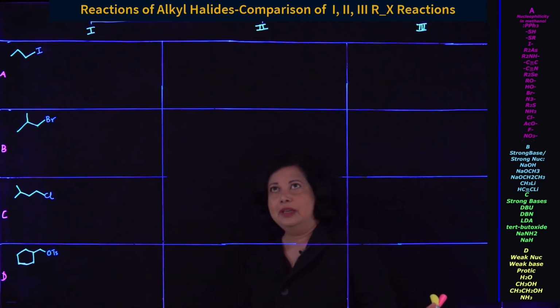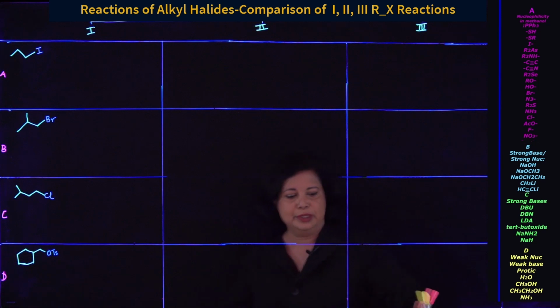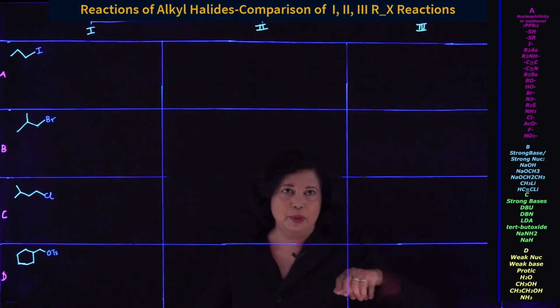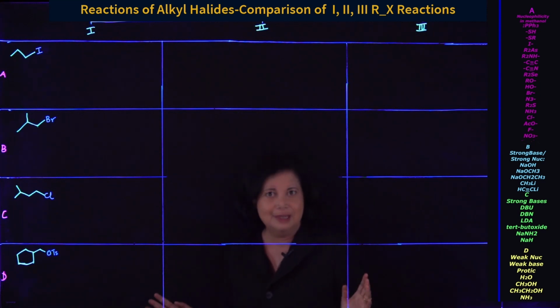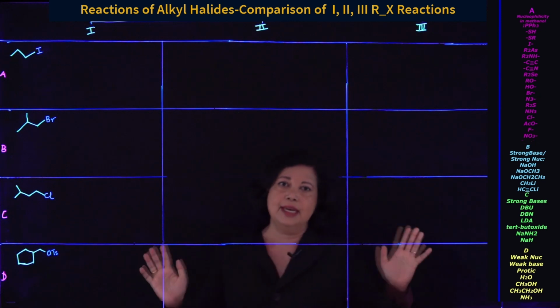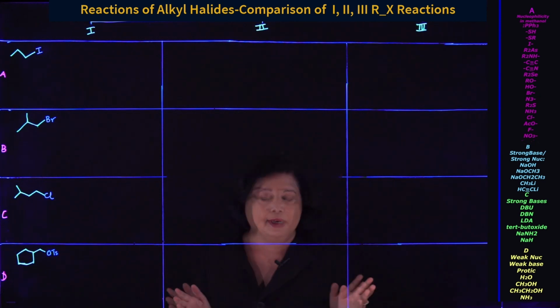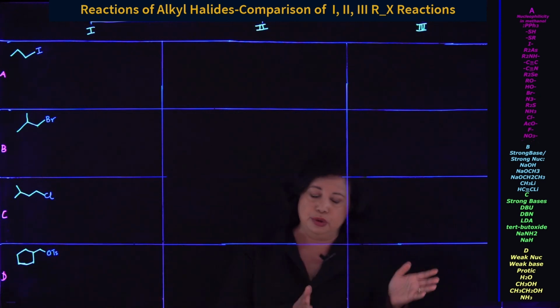Welcome back. We've got a mass of stuff for you. It's going to be amazing, trust me. We are going to summarize all of the reactions we did on alkyl halides. So reactions of alkyl halides were mainly classified into three groups: primary, secondary, tertiary.